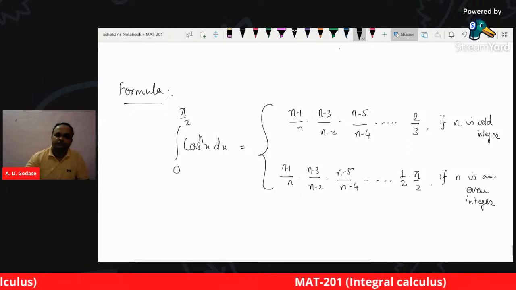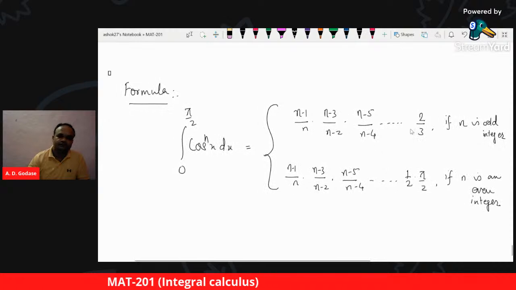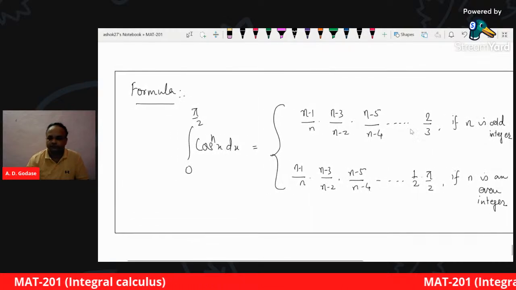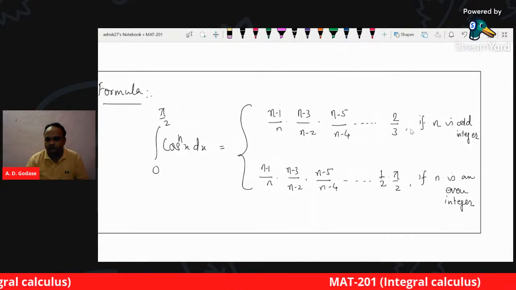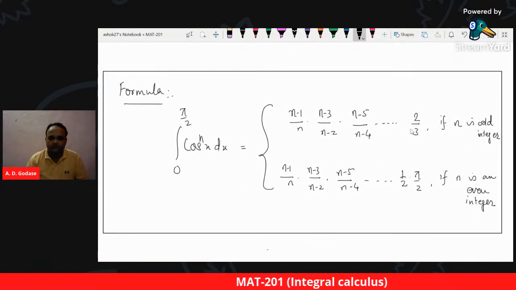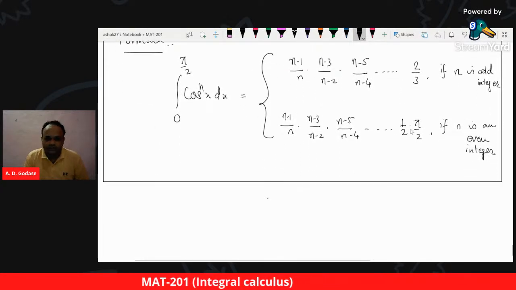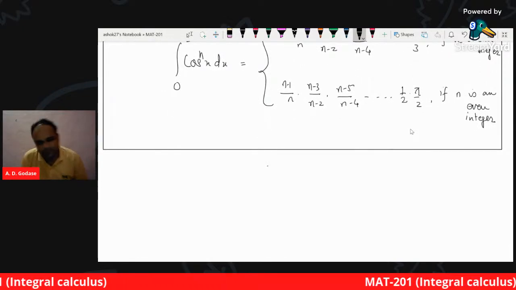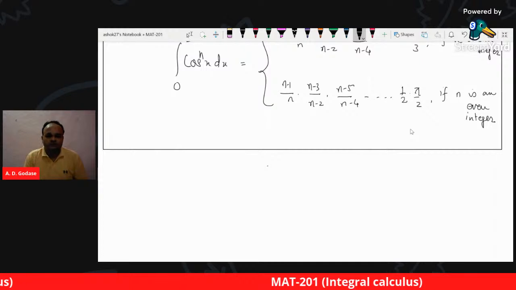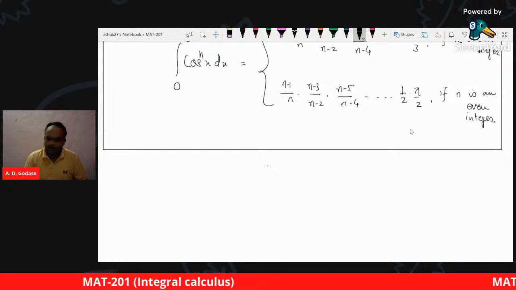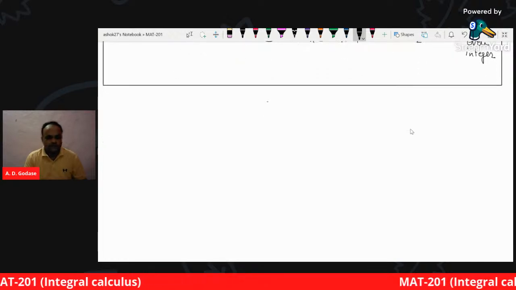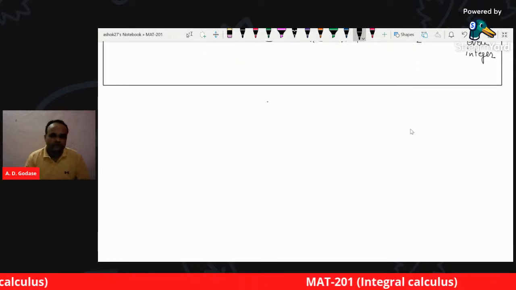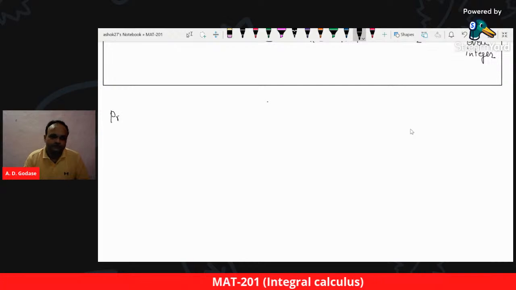So first we will derive this formula. It is simple and similar to the integration of sin raised to n x dx from 0 to pi by 2. So this is the derivation, or you can say the proof, of this formula.